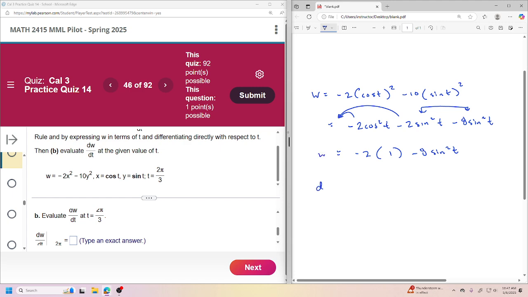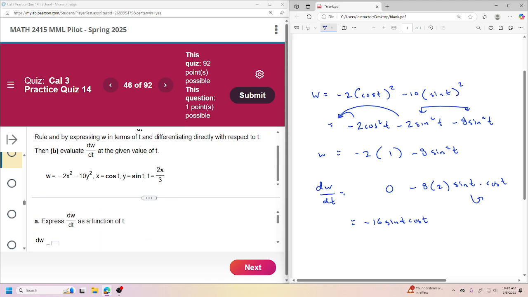And now they just say find dw dt. Just find a derivative, just prime. Well, then this right here goes to a perfect. And then sine squared, we know that one. The 2 goes in the front. You leave the inside alone. Take the derivative of the inside to get a cosine. So I'm getting negative 16 sine t cosine t. I believe what they want is a function of t in terms of t. I believe this is it. That was it.